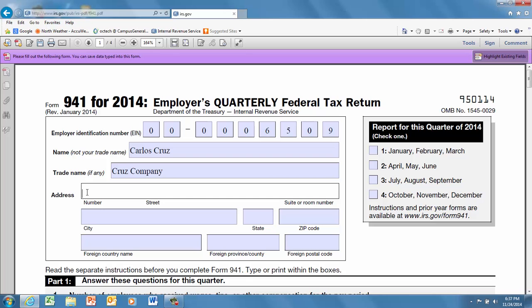I'm going to leave the address blank, but you would fill that in. Now, in this particular problem, this is for the quarter ending July, August, and September. And so that is the third quarter, and so I would click my X there.